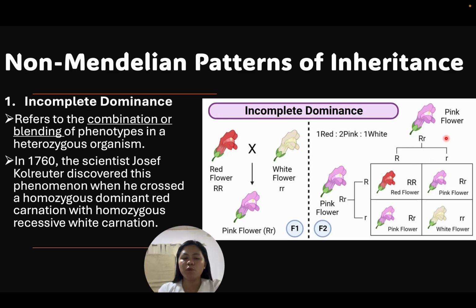So, if this F1 generation is to be crossed, this is the result. As you can see, heterozygous on top, heterozygous also at the bottom. So, the pink carnations produced an F2 generation that consisted of 2 pink flowers, 1 red flower, and 1 white flower. So, this is incomplete dominance.